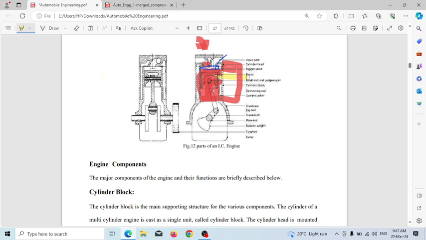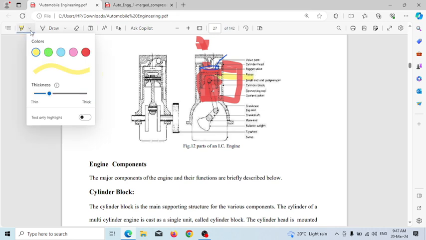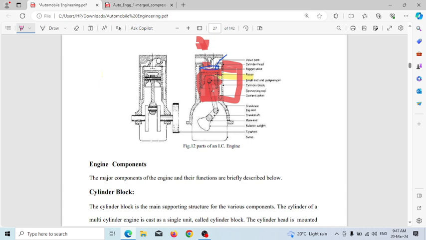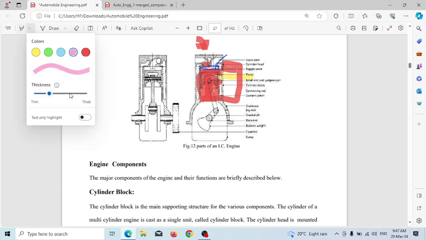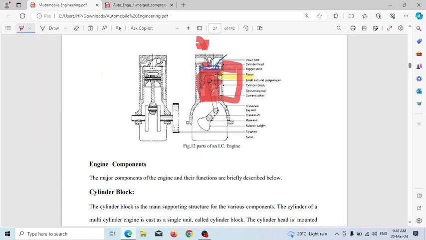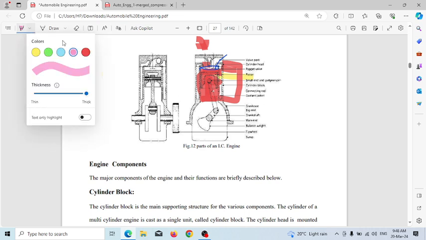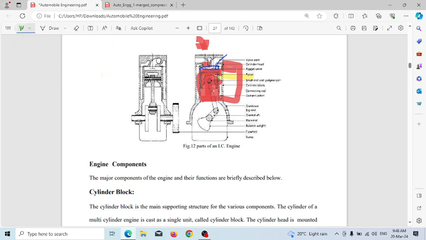This portion is called piston. This is called connecting rod. This is crank.